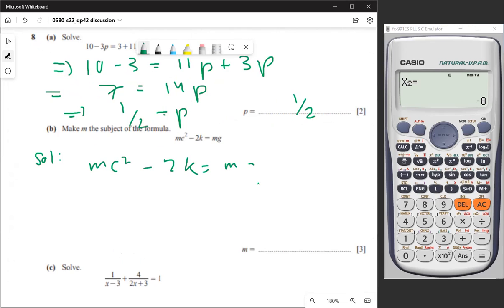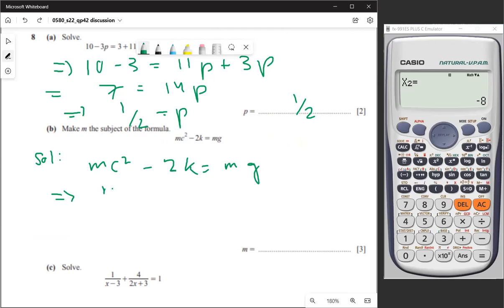This is what you have so far: mc squared minus 2k is mg. This is a physics equation, by the way. It's a natural equation. Now, if E is equal to mc squared, that's where you get the mc squared from. And F is equal to mg, if you know that one. Yeah, mass times gravity. Now, we have to make m the subject.